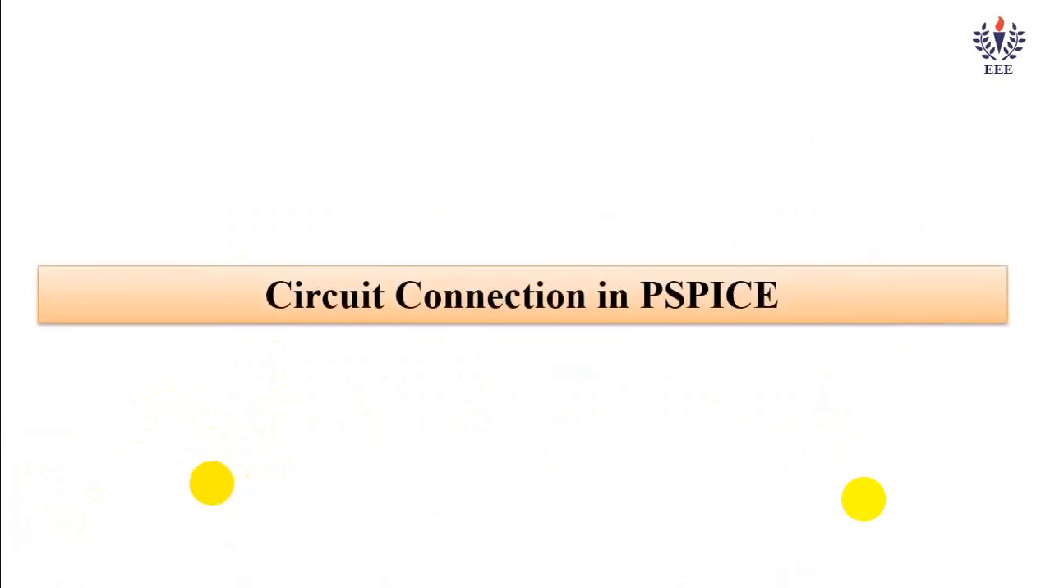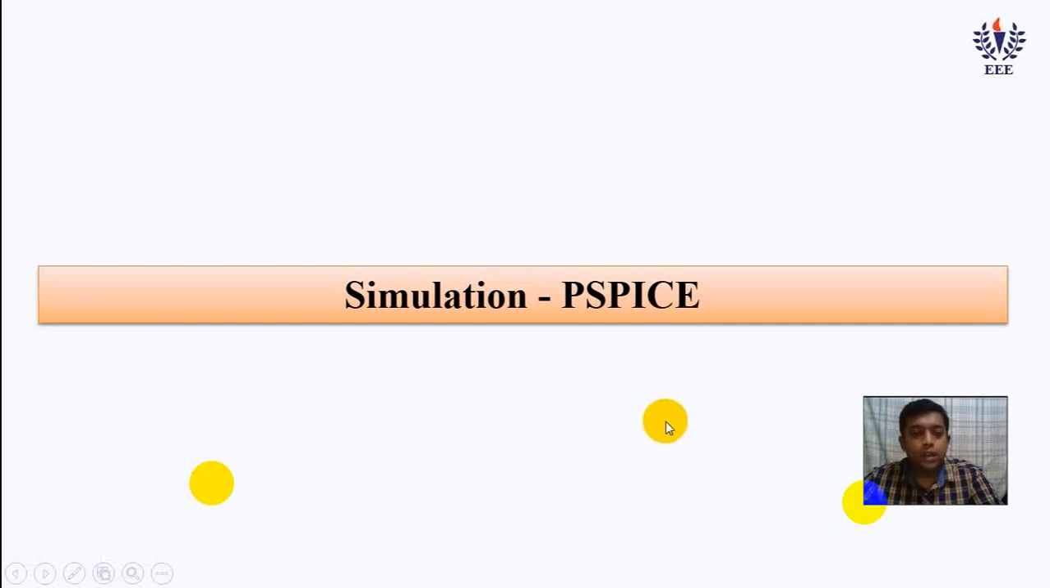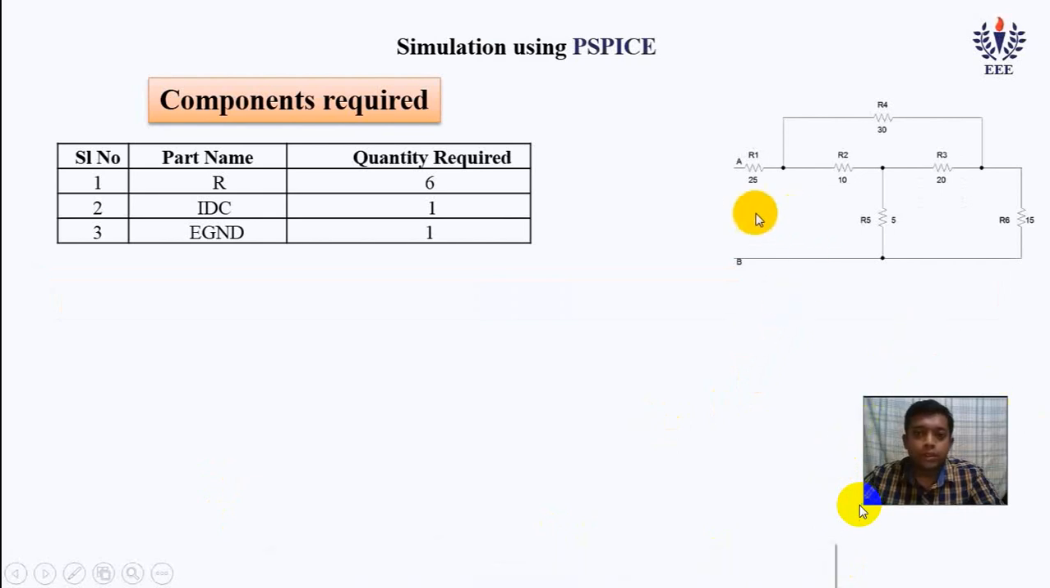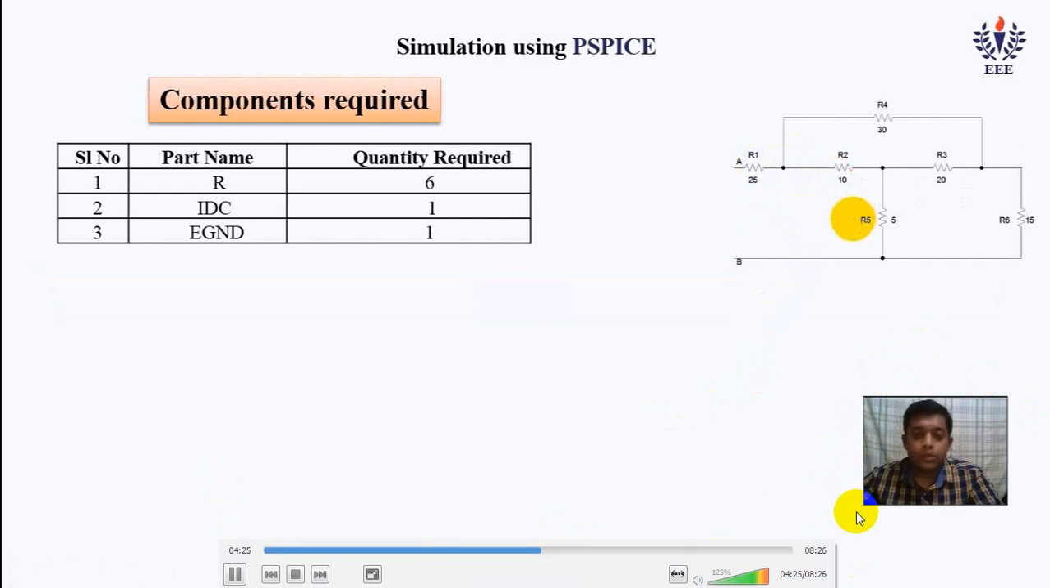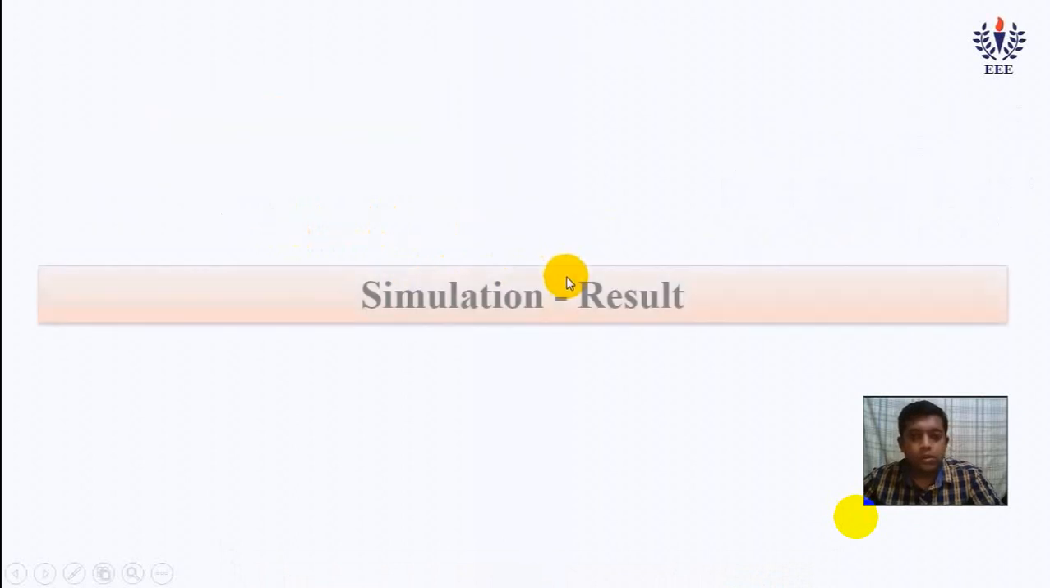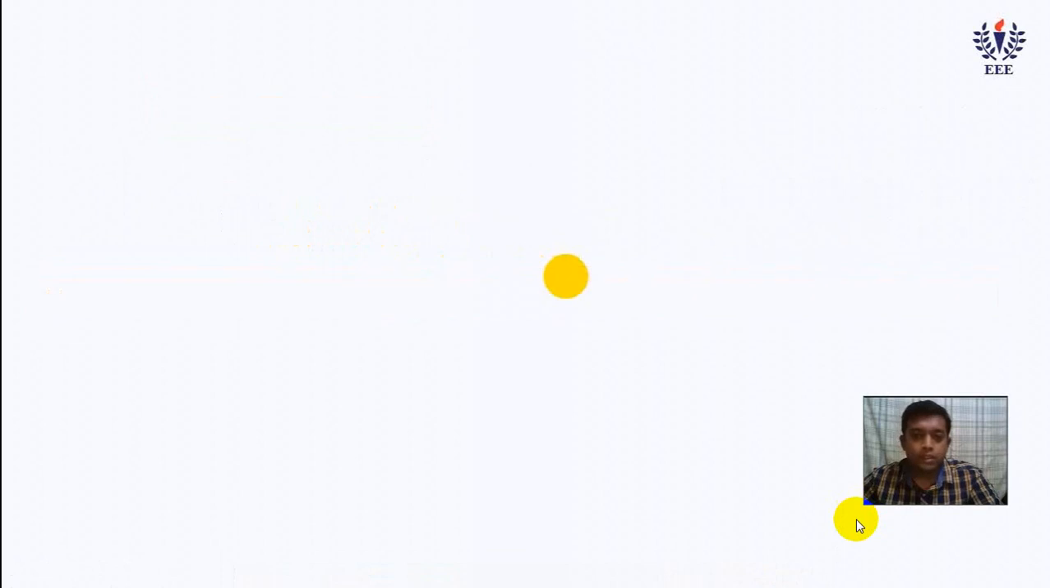As discussed, we connect a 1 ampere current source to simulate and find the voltage across it. So let's see the circuit connection in PSPICE. Let us see the components required. As we have only linear elements, that is only resistance required, we have 6 resistances required. As we are aware, we do not have an ohmic meter, so we use the ratio of V by I. So we need a DC current source of 1 and 1 common ground. These are the only parts required for simulation.